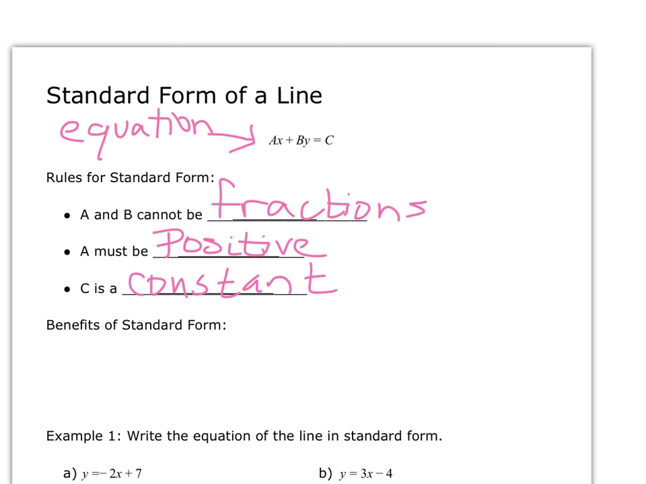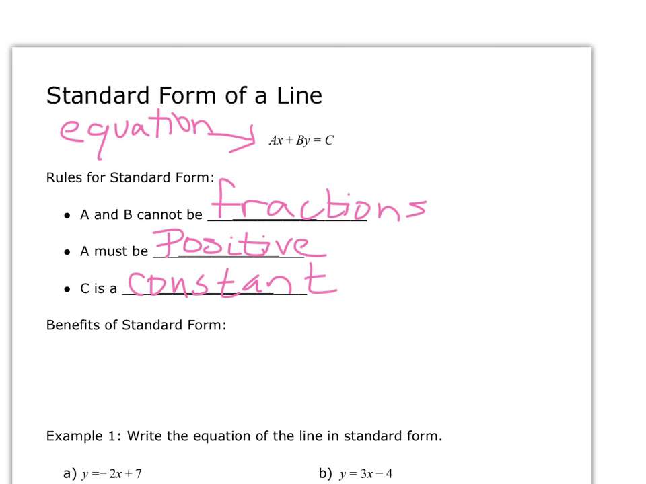So C is always a constant. Yes. C is always the same. So by that, do you think I mean it's always the same number? No. By that I mean no matter what I do, it doesn't change. So what I mean by that is C does not have a variable. C does not have a letter with it. So C is always a number. So the term is always a number.